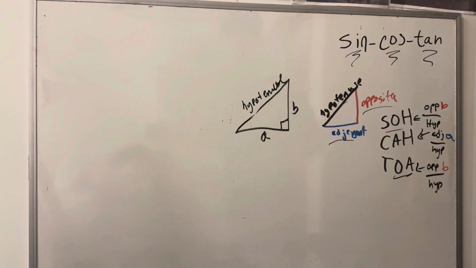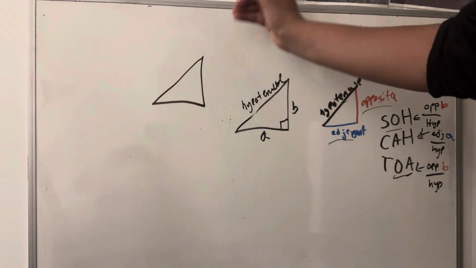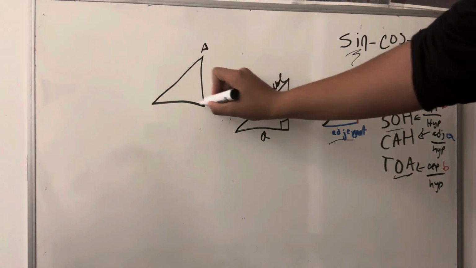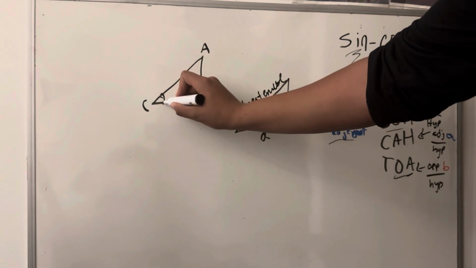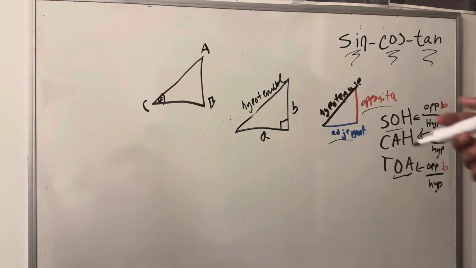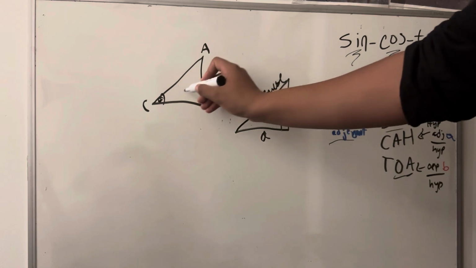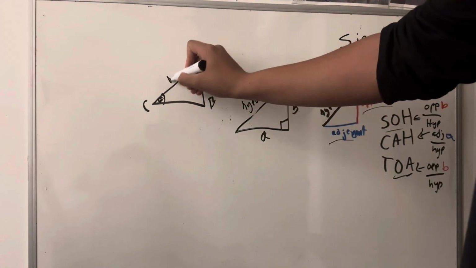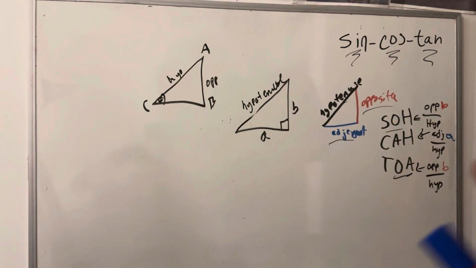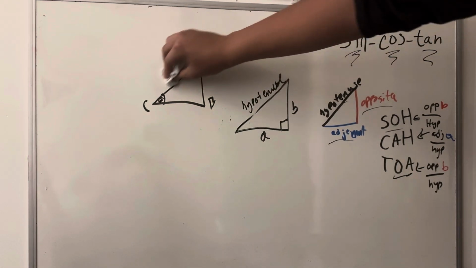So if we have triangle A, B, C, and then we have theta, we can say that sine of theta is opposite over hypotenuse. Now, let me plug some numbers into this to see better.